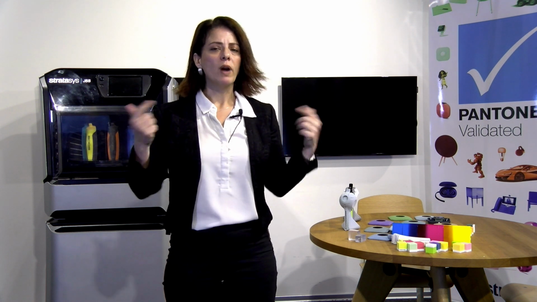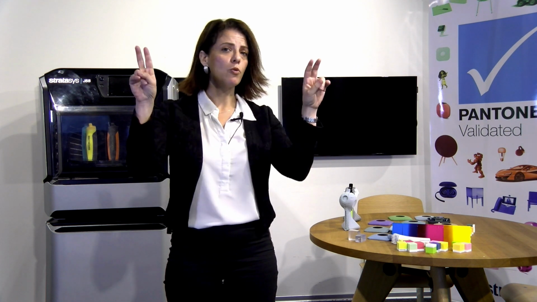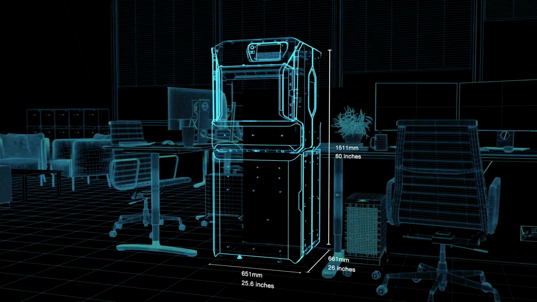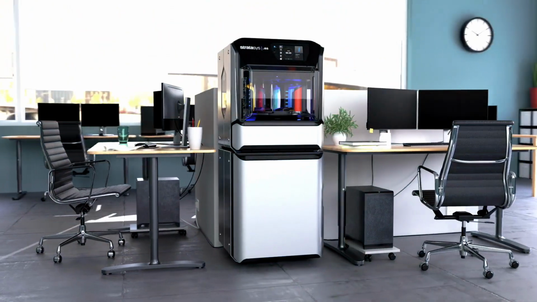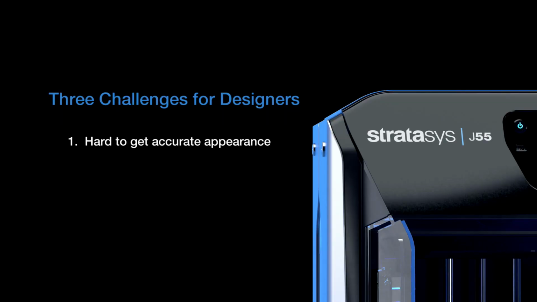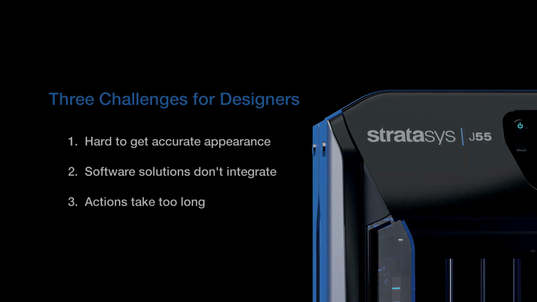Some designers who are already using 3D printed models find it hard to reach their design intent with accurate color and often have to use multiple software applications which do not integrate. We call this the broken flow. Designers need an easy way to 3D print their models in-house. They're facing three types of challenges: getting their accurate appearance in the 3D model to match their design intent, a simplified workflow which they do not have today, working with multiple applications that do not integrate, and finally, actions that take too long.